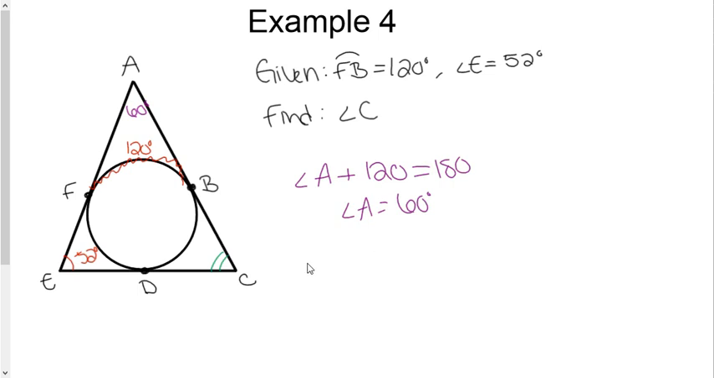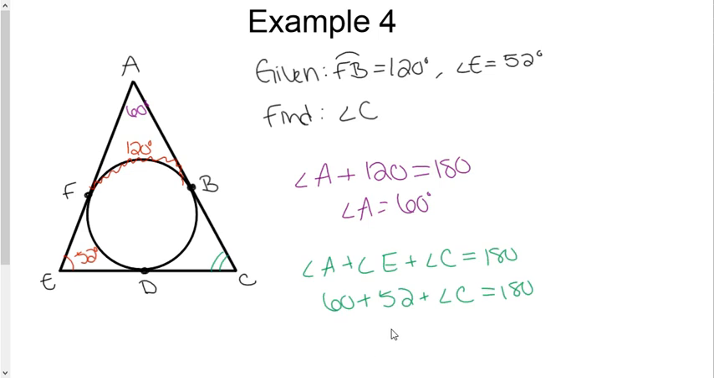And now I know angle A plus angle E plus angle C all have to add up to 180 degrees because it's a triangle, and triangles add up to 180. So we know A is 60, we know E is 52, we don't know angle C, so we leave it there. Well, 60 plus 52 is 112. So 112 plus angle C is 180. Subtract 112 from both sides. So I get angle C is equal to 68 degrees.